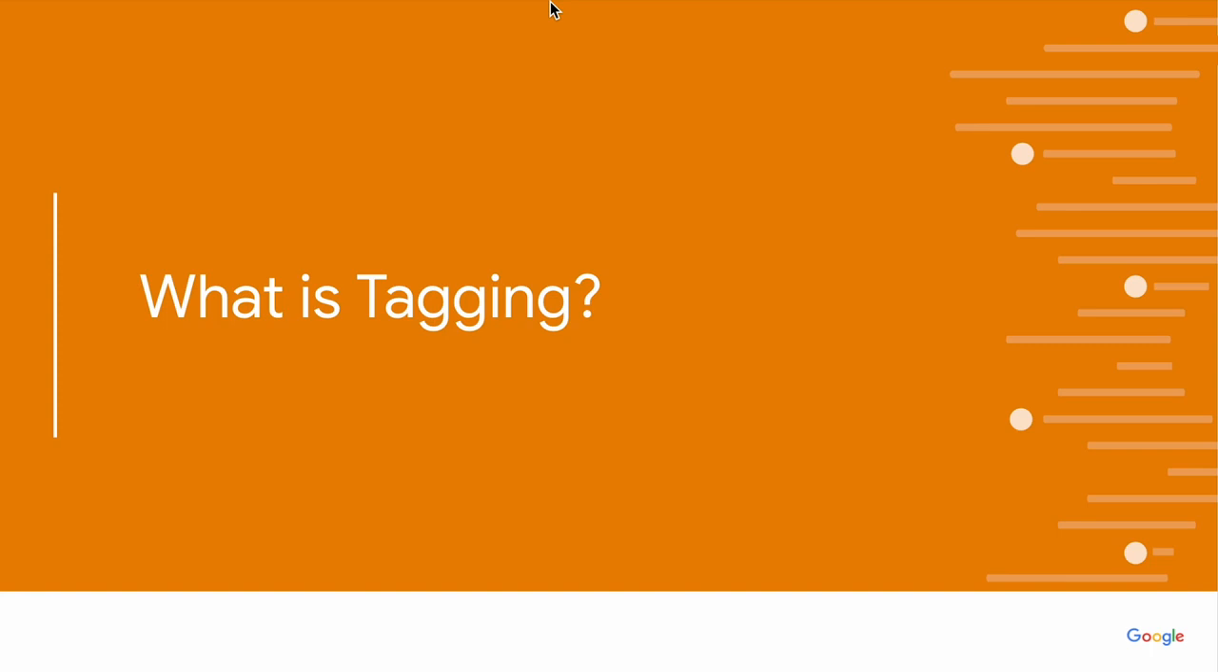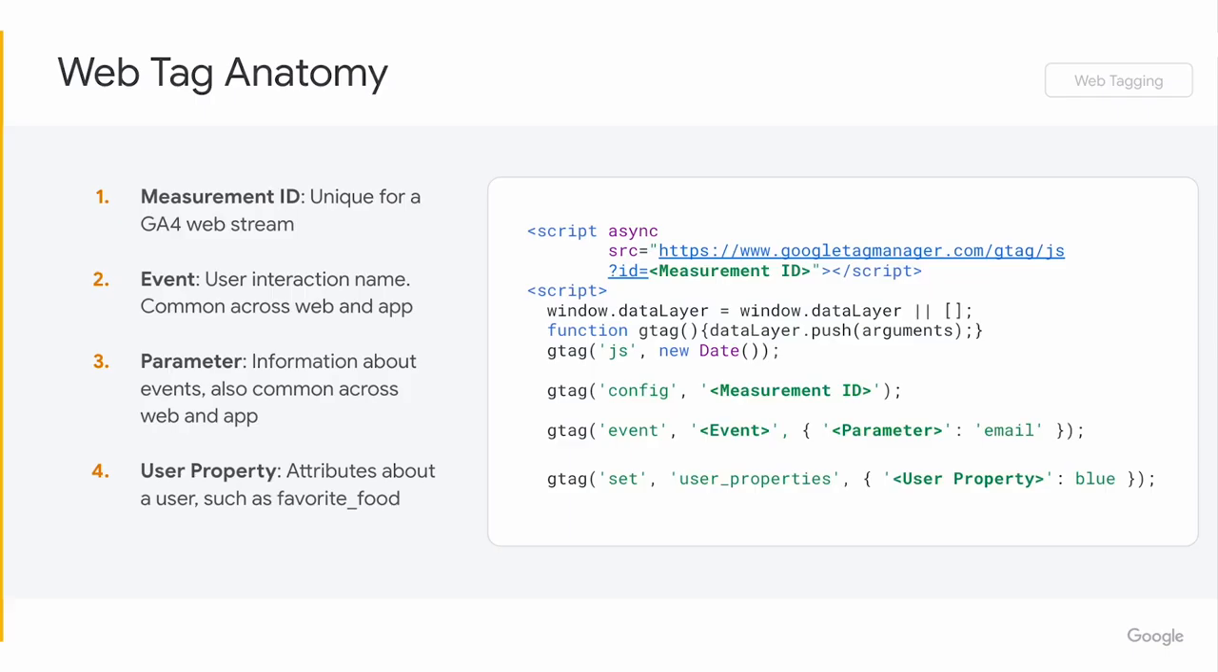Web tagging is important because it's one of the foundational elements to understanding how your users interact with your company through your website. Google offers multiple products in this area, including gtag.js and Google Tag Manager, otherwise known as GTM. We're going to talk about each one of these and how you can use them to collect information for your GA4 property, starting with gtag.js.